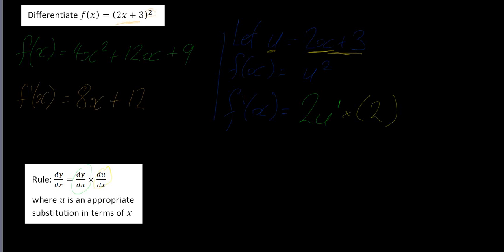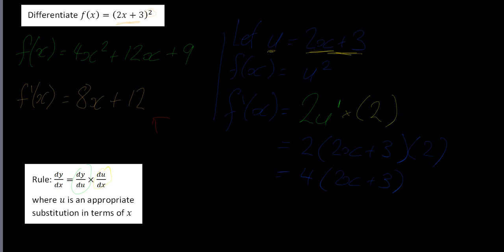And so over here, we realize that u is actually 2x plus 3. So we're just going to sub all of that back in. So we have 2 times 2x plus 3 multiplied by 2. Just putting that all together will give us 4 times 2x plus 3. And you can easily see that if you expand this expression over here, that these two are actually just interchangeable.